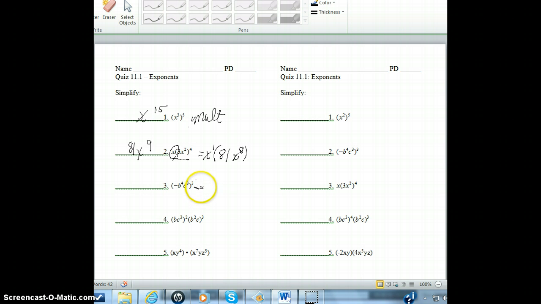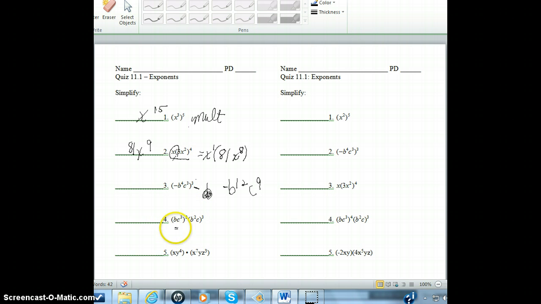So we have b to the fourth power. Now all of that raised to the third power would make that negative b, let me write that again, negative b to the 12th power, c to the what? 9th power. Okay? Because we're multiplying the exponents.